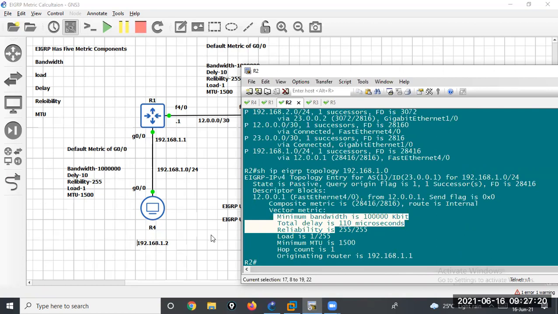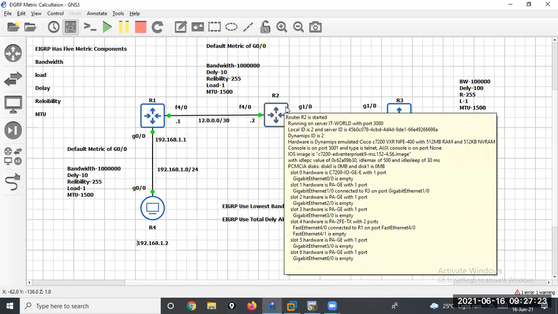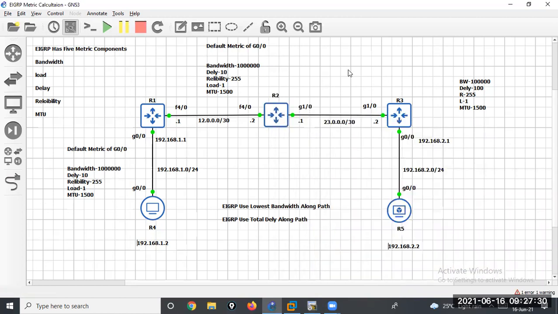Again, Router 2 will advertise the 192.1.1.0 network to its neighbor Router 3. So Router 3 also does the same thing. Router 3 receives the network from R2, which network? 192.1.1.0 network. With what bandwidth? With 100 Mbps only, because in R2's topology it is only 100 Mbps. That's why R2 sends the 192.1.1.0 network with 100 Mbps bandwidth and delay 110, and reliability, load, MTU don't matter. Okay, these are default.